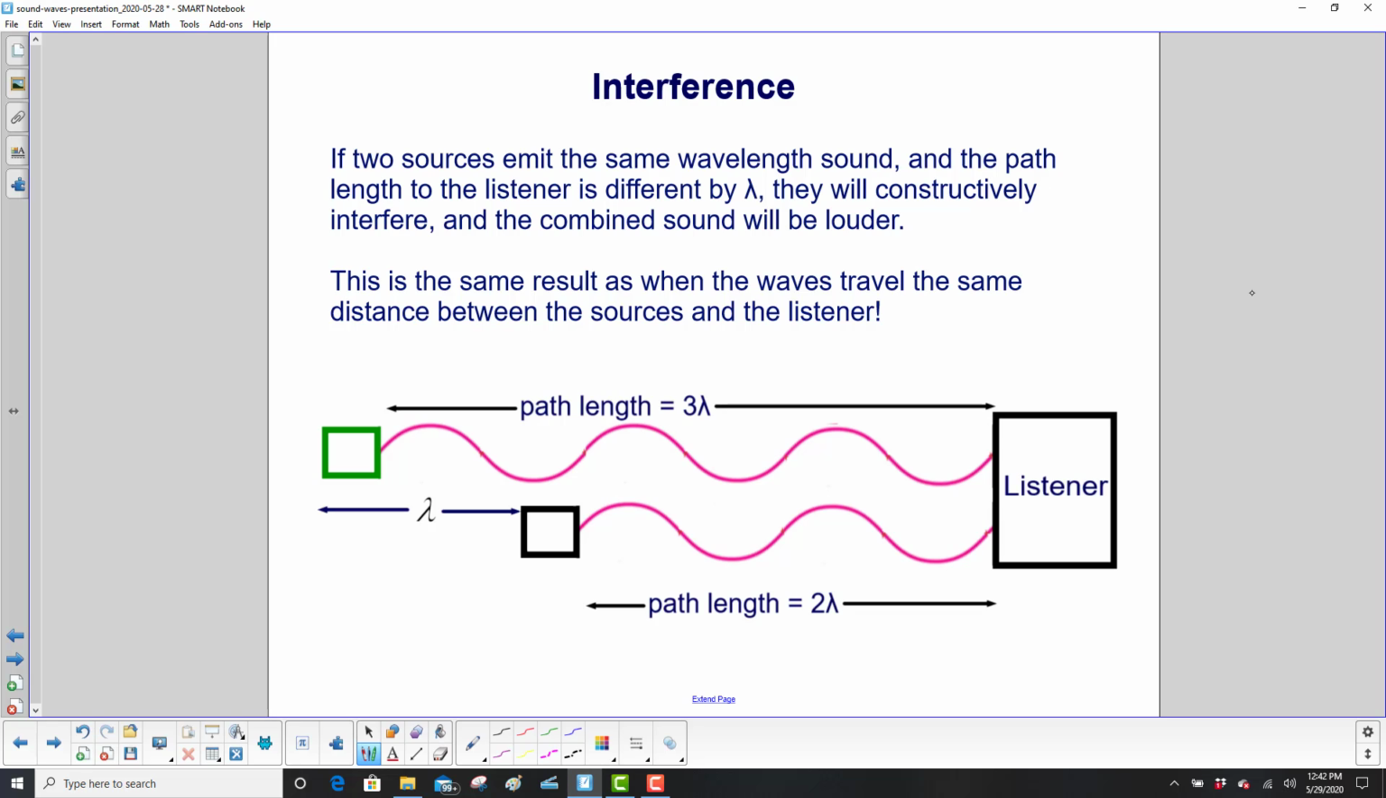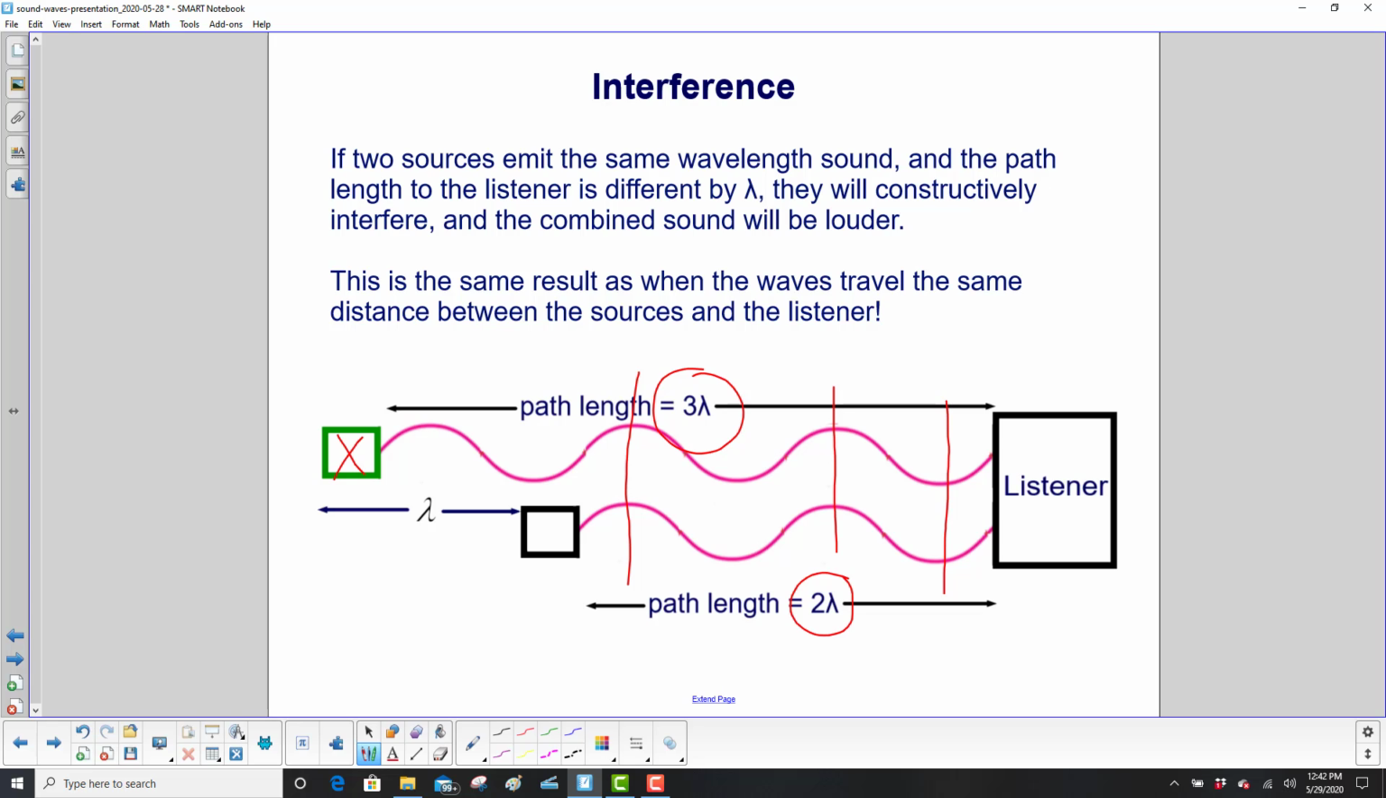But what if we move the speakers again so that the path length from this speaker to the listener is 3 lambda, and the other path length from the other speaker is 2 lambda. So they're now 1 lambda apart, right? 3 minus 2. Look at this. The maxima all occur at the same point, and so do the minima. So we have constructive interference. So the combined sound of the two speakers will be louder.